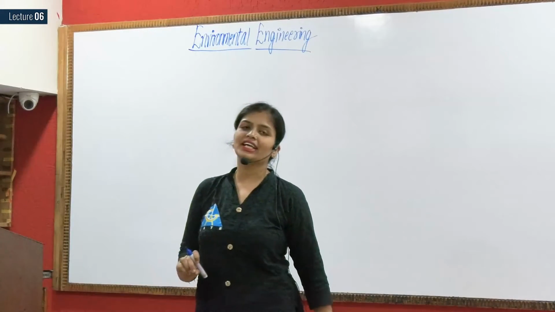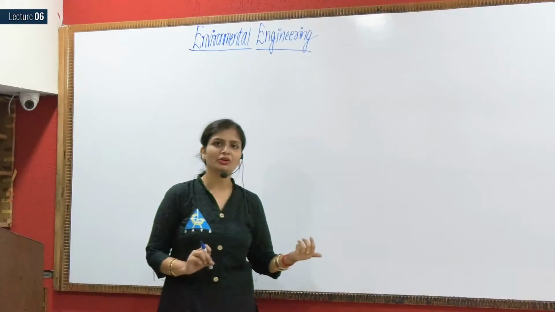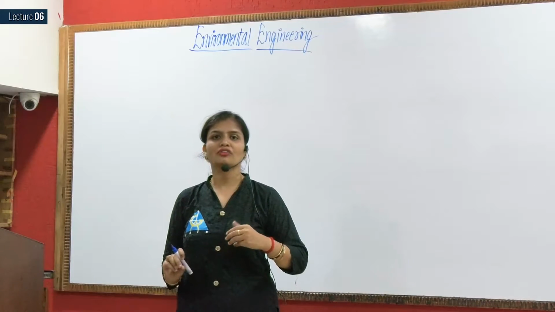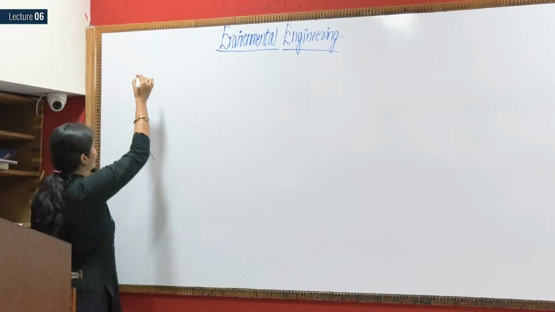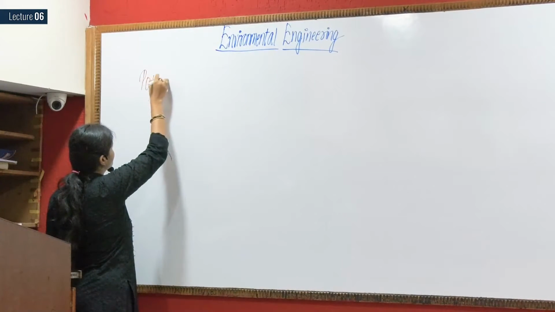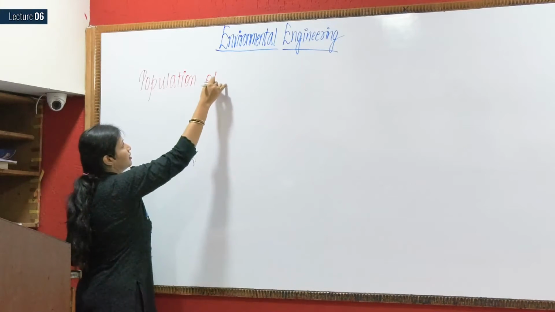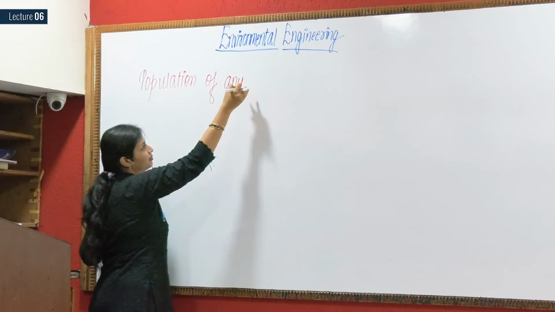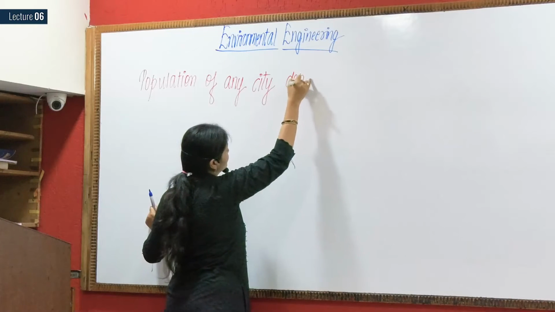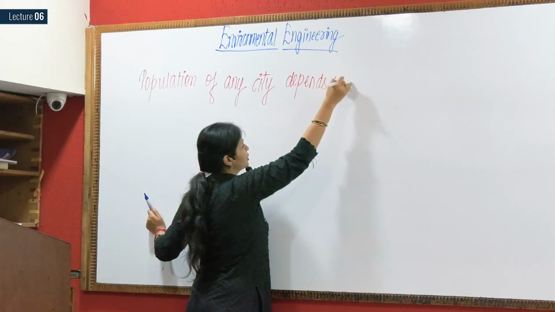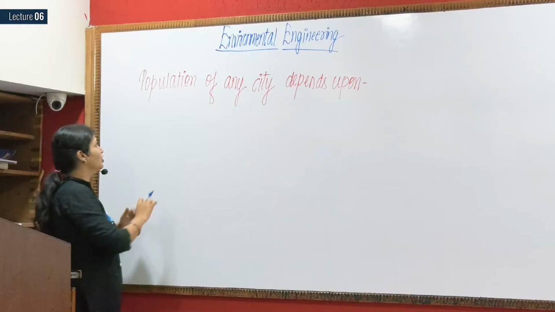So now, in this lecture, we'll be studying what are the factors which affect the growth of a community, or basically the factors on which the population depends. We'll start with this: the population of any community or any city depends upon several factors. What are the factors on which the population depends? First in this category is your growth rate.